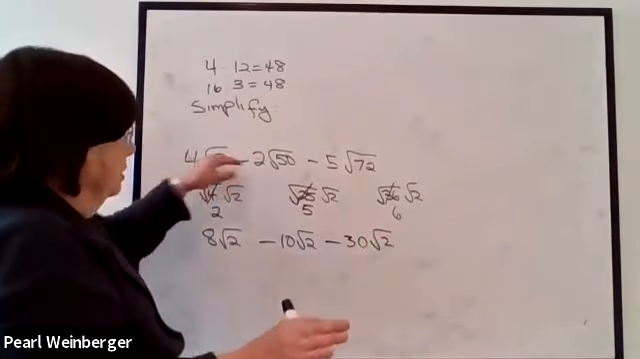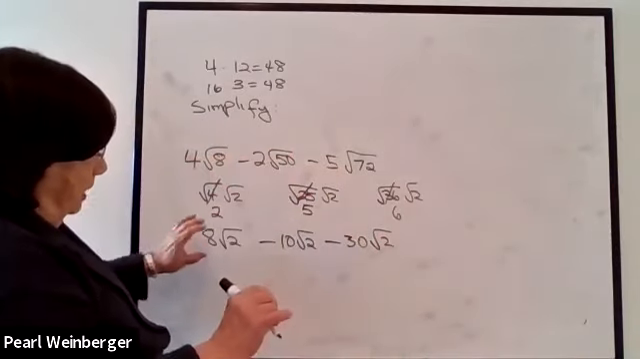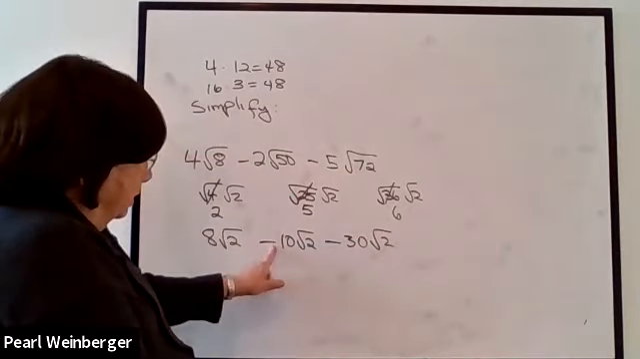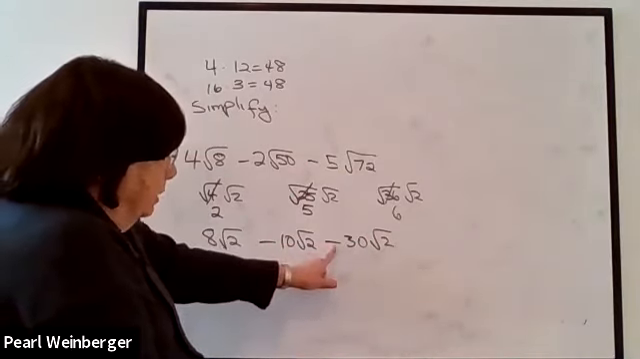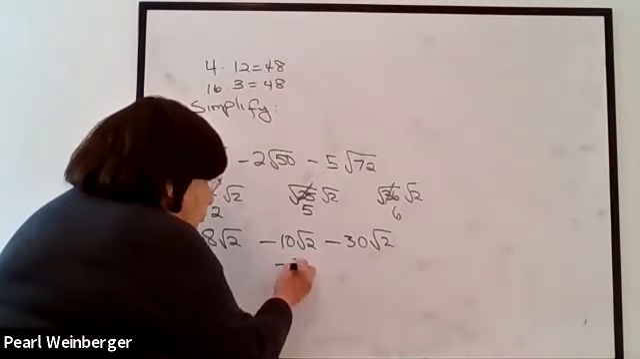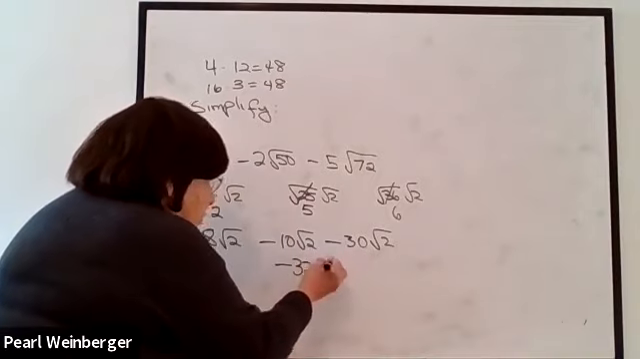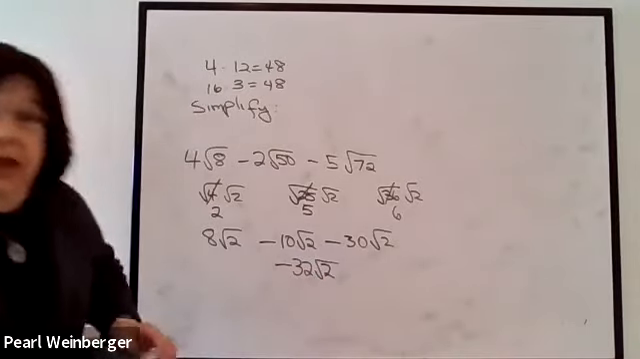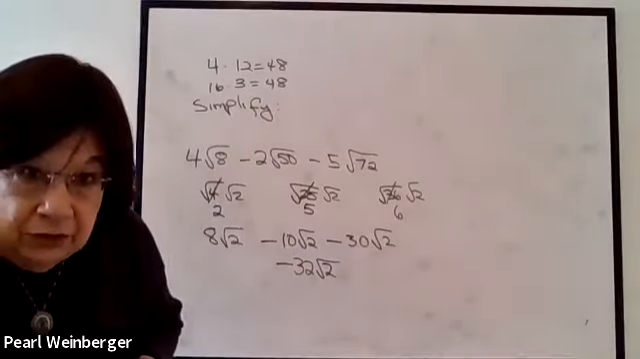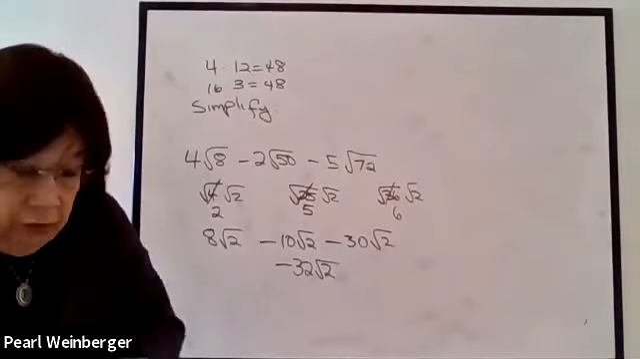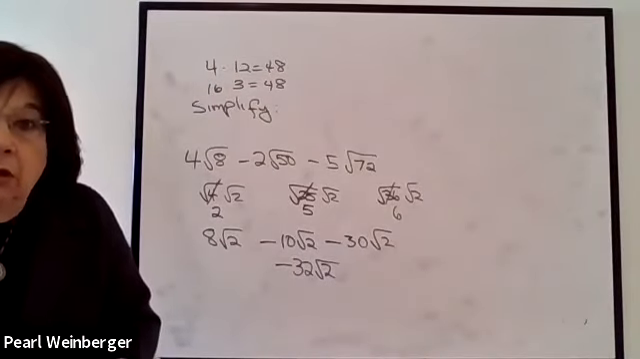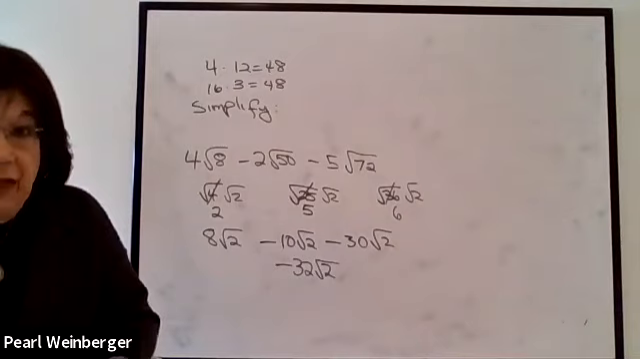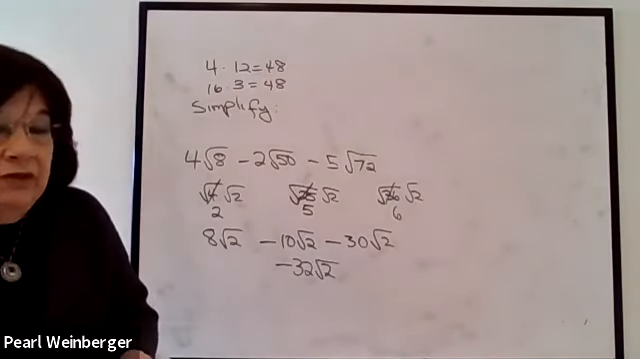And again, what looked like something that could not be combined is now all like radicals. I just work with the numbers in front. 8 and negative 10 is negative 2. Negative 2 and negative 30 is negative 32. So my final answer is negative 32 radical 2. Remember, these two are being multiplied. So that's why it is so important for us to be able to simplify radicals, because by the rules of addition and subtraction, we must have like radicals.